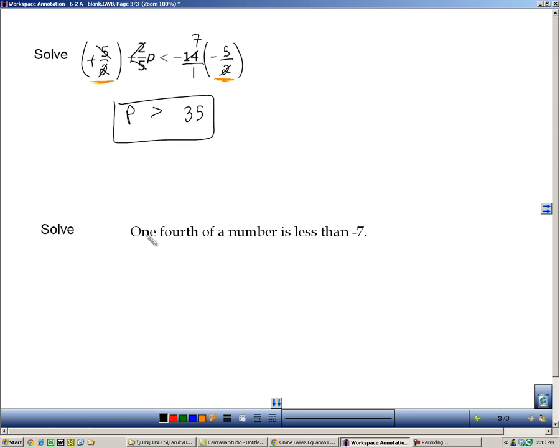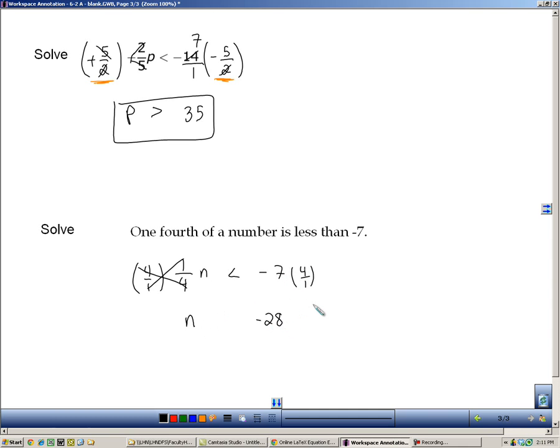Next one we have to solve: 1/4 of a number is less than negative 7. Well, 1/4 is a fraction, and of means multiply, of a number, so we'll use n, you can use any letter you want, is less than negative 7. So here we get a chance to use another reciprocal idea. The reciprocal of 1/4 is 4 over 1, and you can write that as 4 over 1 or just 4, it doesn't matter. Cancel everything, get an n, and here negative 7 times 4 is negative 28.